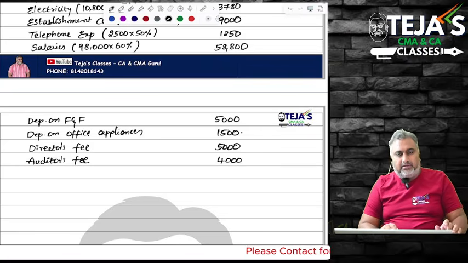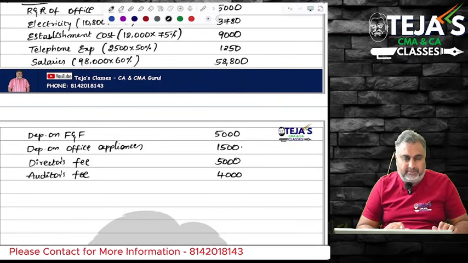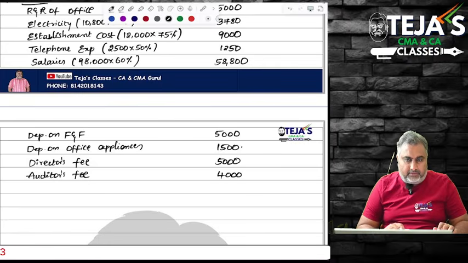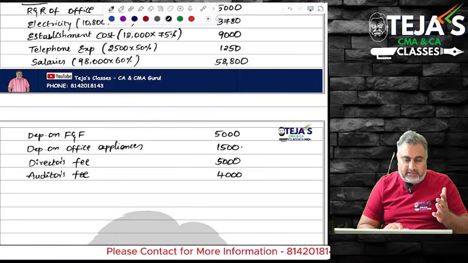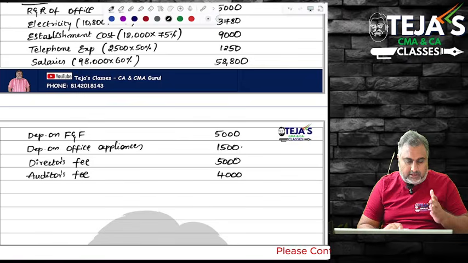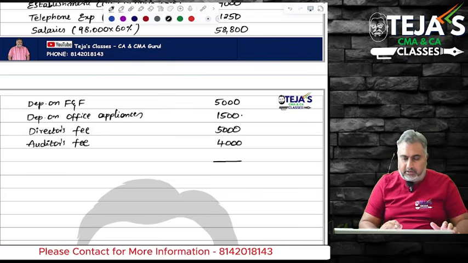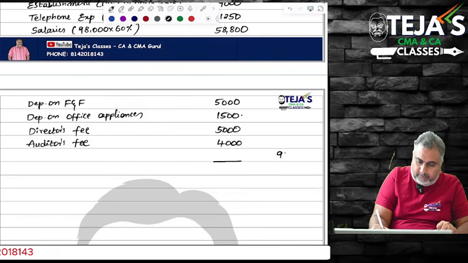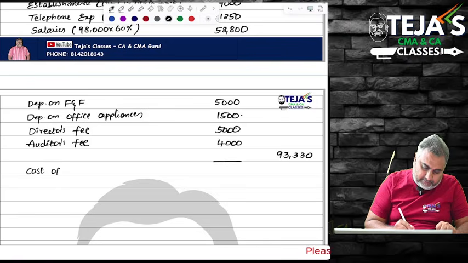Bank charges are also considered as finance expenses, don't show them under administrative expenses. Whenever you are running any bank loan, bank charges come into the picture. We didn't take any loan, we are still in the starting process. That's why we are not considering bank charges under administrative overheads. Now do the total of these and write it in the outer column: 93,330.